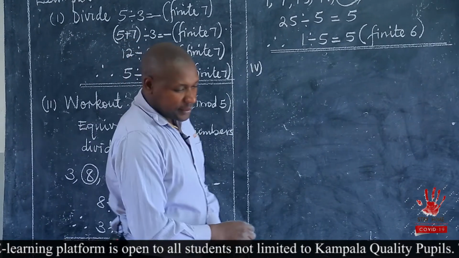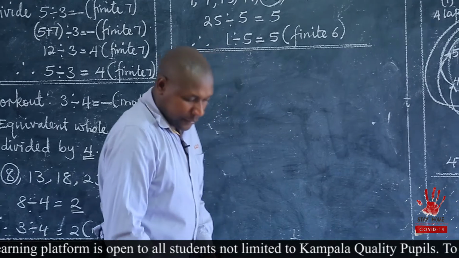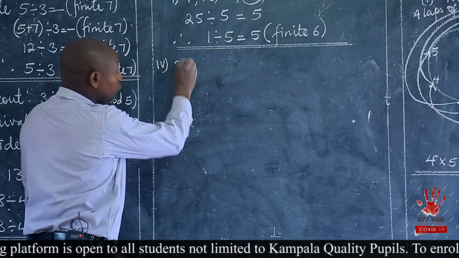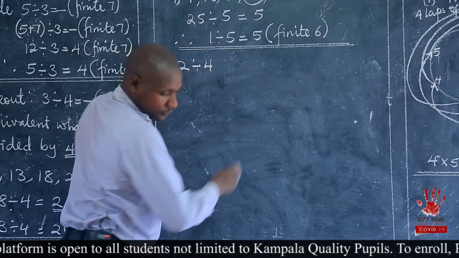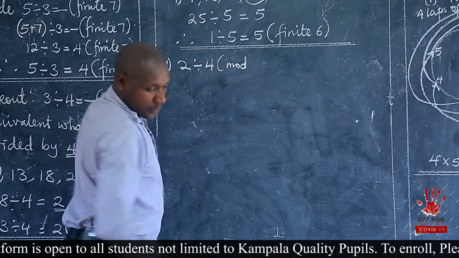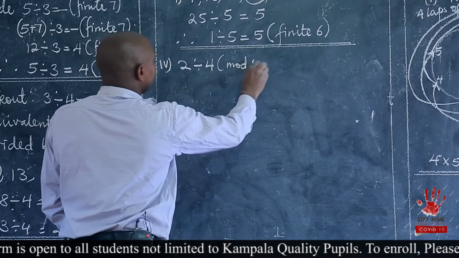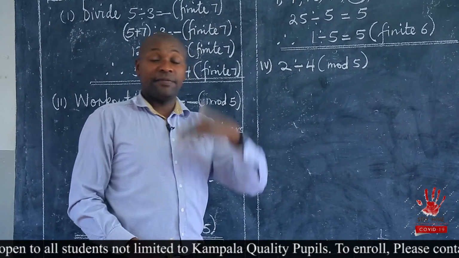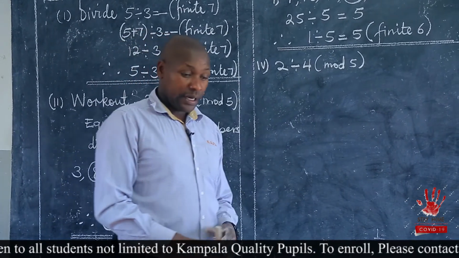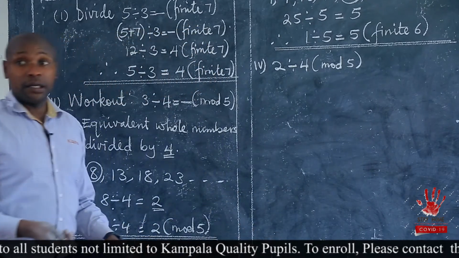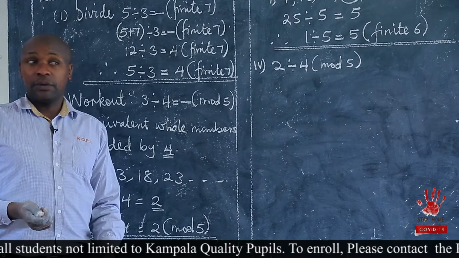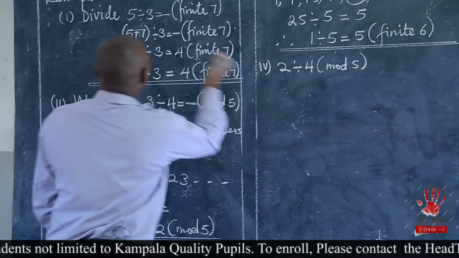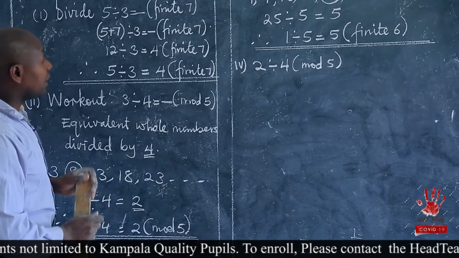If I take the last example in this case, let's have 2 divided by 4 mod 5. I want you to observe how I change mod, finite, what. Remember, from the beginning we said these things are the same. We can use even clock. We can use mod from the word modular. We can also use what you call finite. So I'm now going back to use the same method I used on number one.